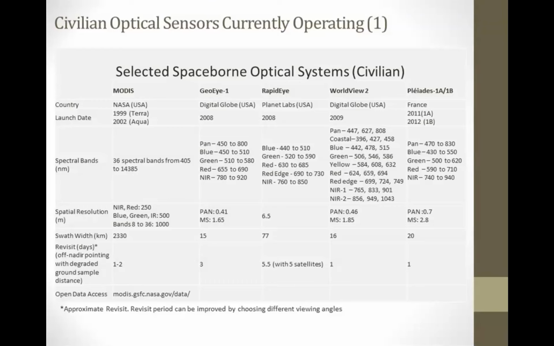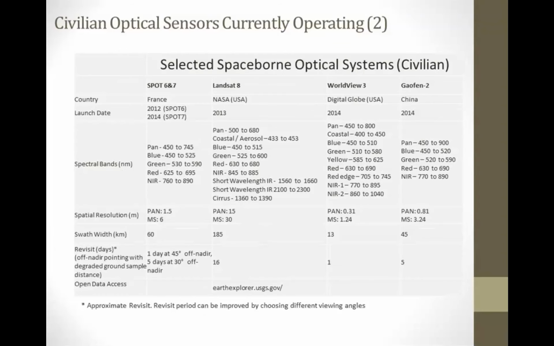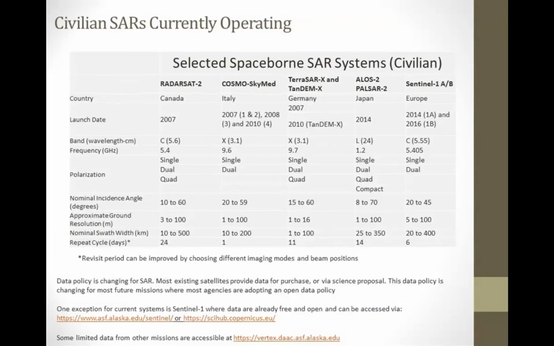Not all of these sensors are available publicly. Some of them are commercial. But for those that are available publicly, I've put the website where you can go and access the data. So I have three charts for optical sensors. So those are those three. And the final chart here showing some of those radar sensors. And again, some of these are commercial sensors, but others are free and open access. So I think with that, I'll hand it off to Alyssa so that she can talk to you about GeoGlam and AmeriGEOSS.